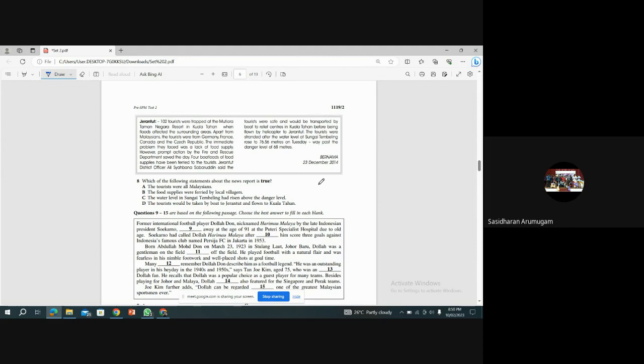So the answer should be C, because the danger water level was 68, but the water rose to 76.56. Actually, it's really dangerous. Okay, you exceed the limit. So C.